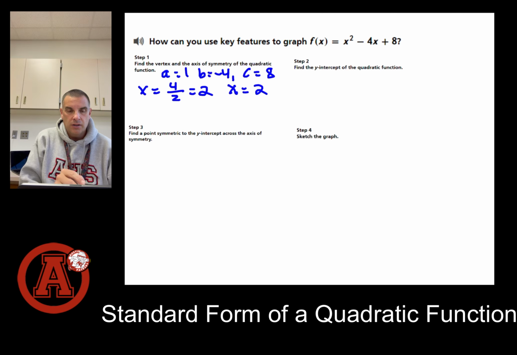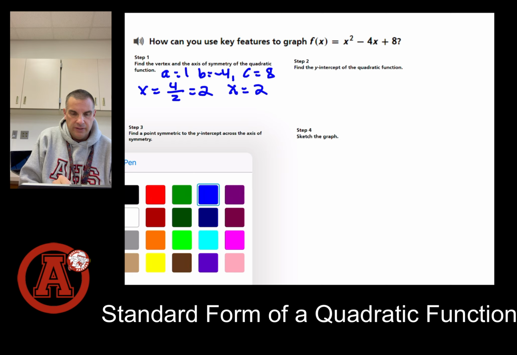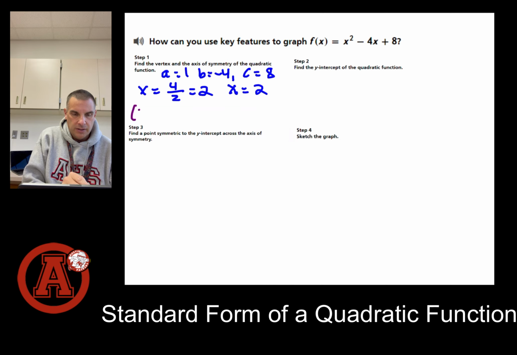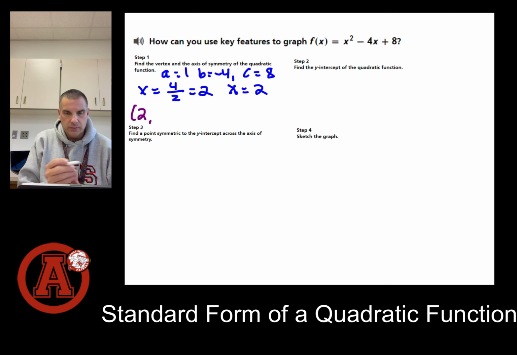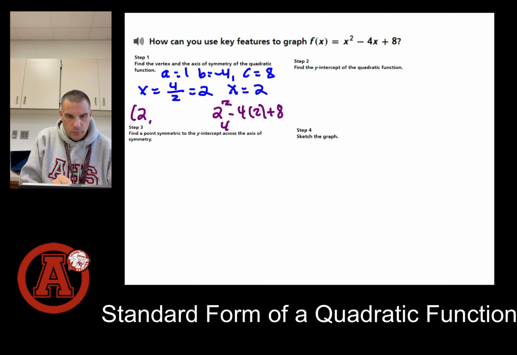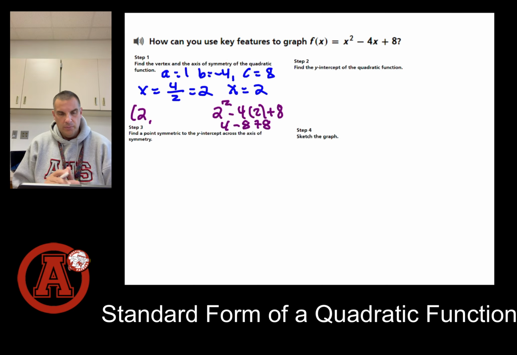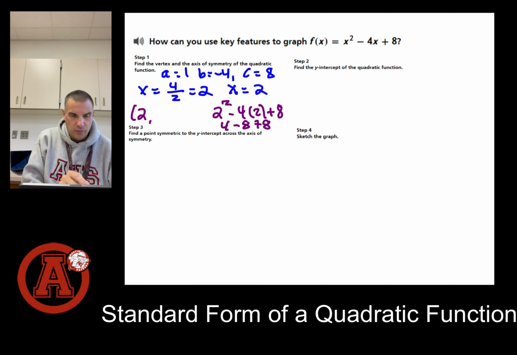If you're asked to find the vertex, we know the x value at the vertex is now 2. We have to find the y value at the vertex, so we're going to substitute it in there. That's 2 squared minus 4 times 2 plus 8, which is 4 minus 8 plus 8. 4 minus 8 is -4, plus 8 is 4. So here is my vertex.